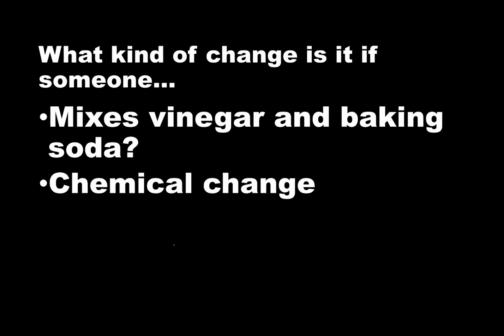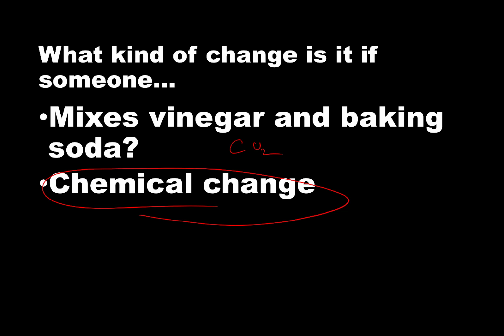All right, mixing vinegar and baking soda, we just talked about that one. That one is obviously a chemical change because we form the gas CO2. There was no CO2 present previously, and now that the reaction has taken place, there is CO2. So that is an example of a chemical change.